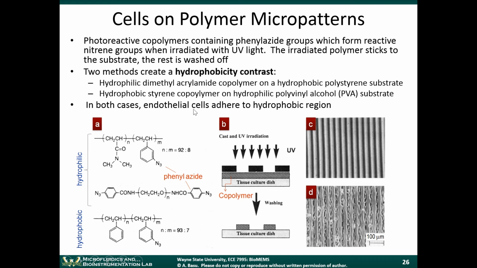The other thing you could do is to have a hydrophobic polymer on a hydrophilic substrate. An example of a hydrophobic substrate is polystyrene. Most cell culture dishes, the plastic dishes that you see biologists use, most of those are made of polystyrene. Very common material. This is generally hydrophobic. An example of a hydrophilic material is PVA, polyvinyl alcohol. All right, so basically you're creating polymer patterns on these things that create a hydrophobicity contrast. And the cells adhere to the hydrophobic regions.